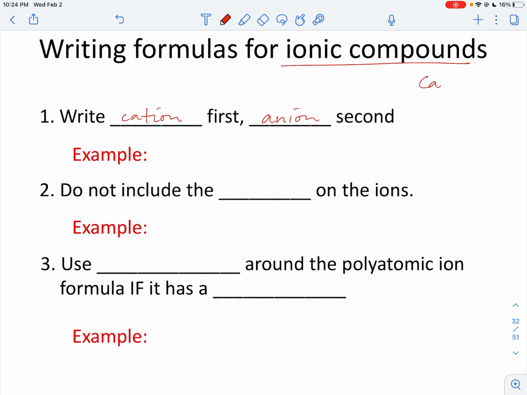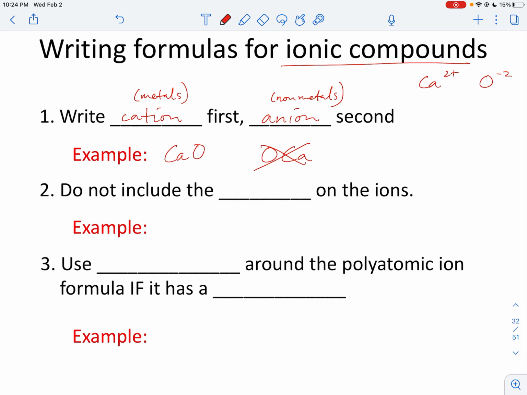So if we have calcium and oxygen, we would want to write that CaO, cation, then anion. We would not want to write it OCa. That's wrong. That's putting the anion first. Okay, so you always write the cation first. Remember, the cations are always the metals, and the anions are typically your non-metals. So it's usually metal before non-metal, if that's an easier way for you to memorize it.